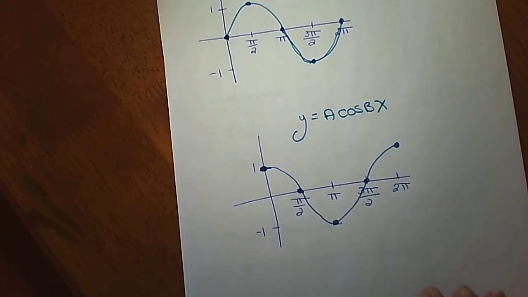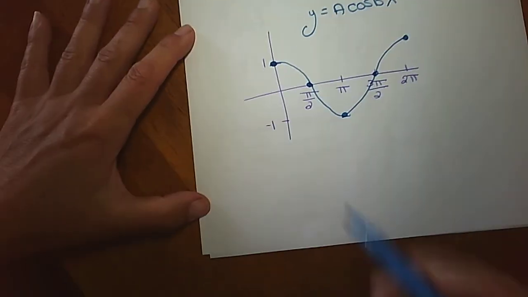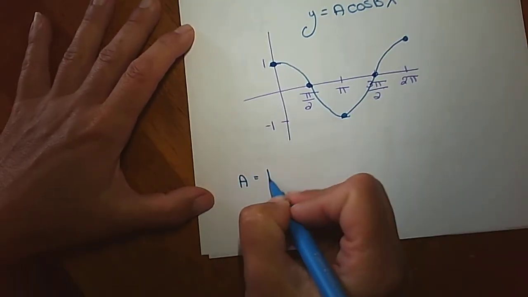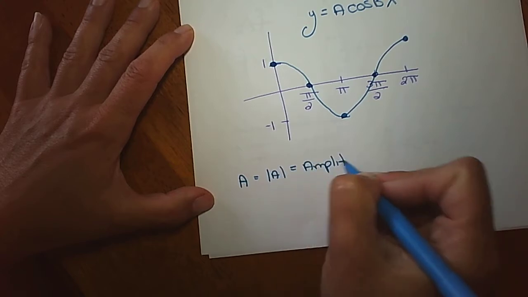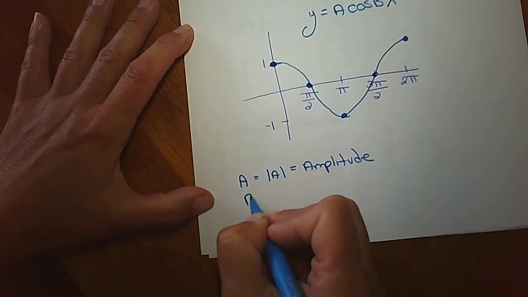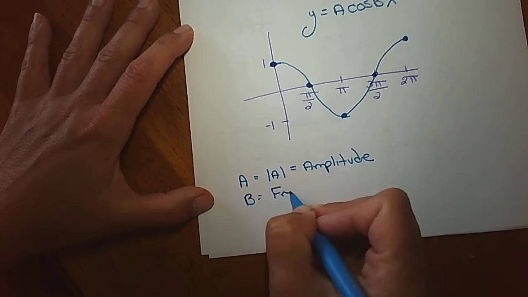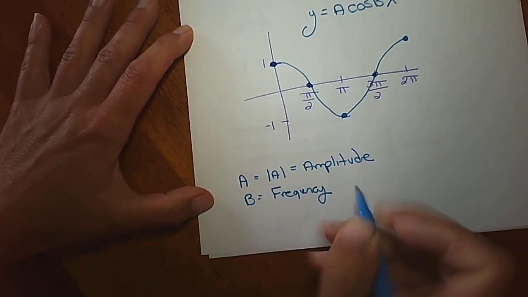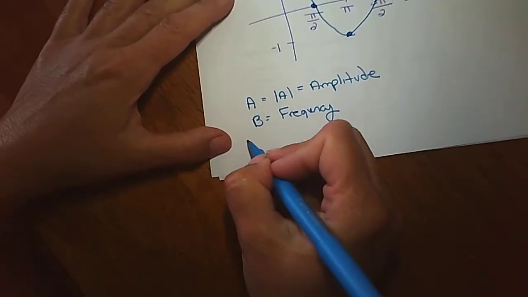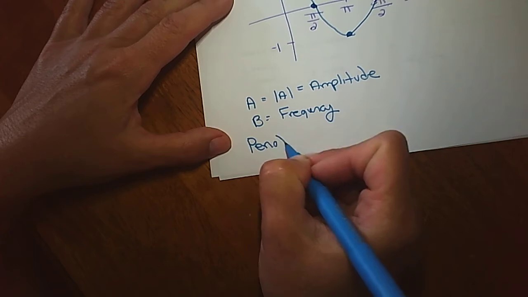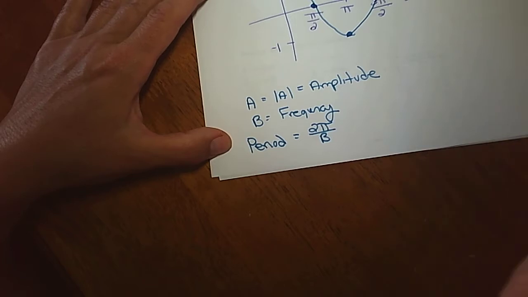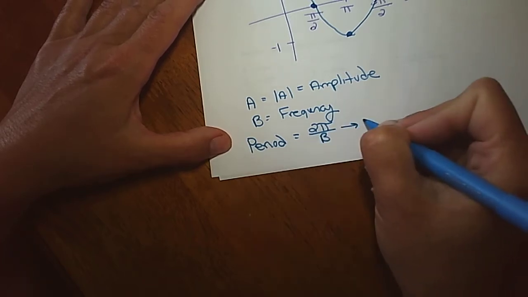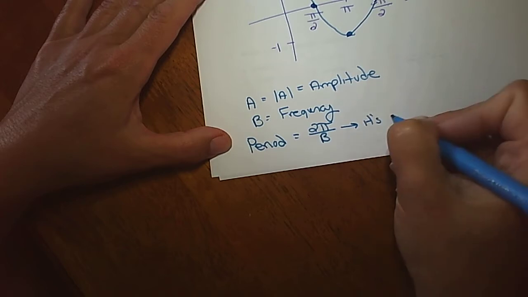Now, we talked about what A and B stood for last time. A, if you took the absolute value of that, that's our amplitude. B was what we called our frequency. And then we had a formula called period. Period was the formula 2 pi over B, which is the frequency. And this is super important. It's going to help us out today. It's one cycle of the graph.